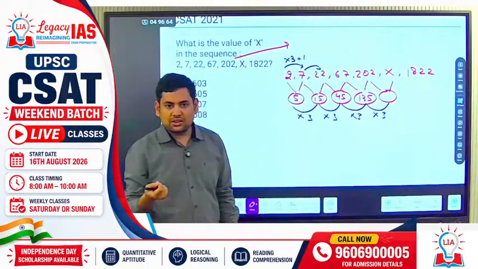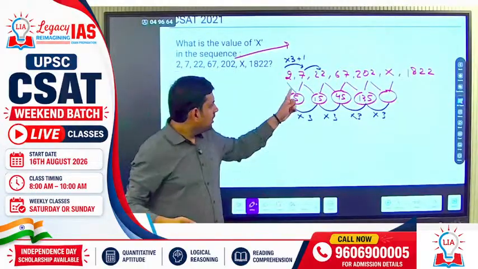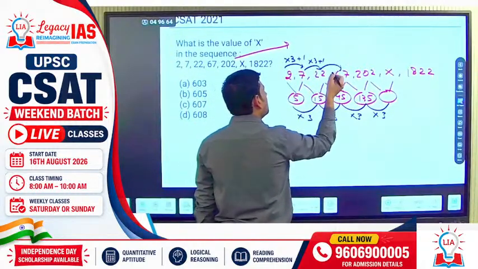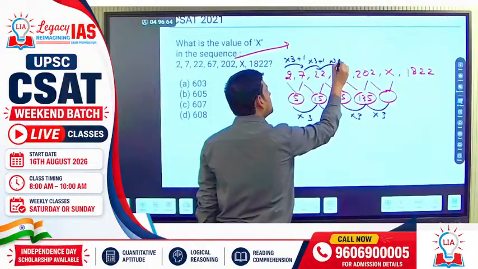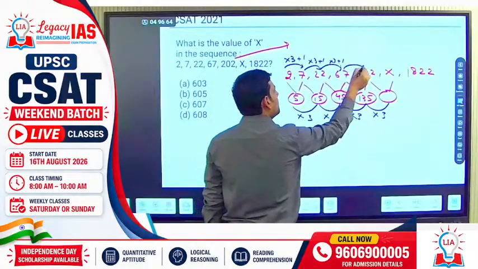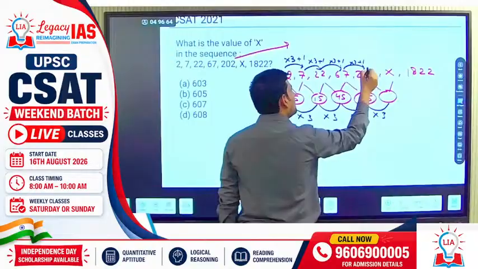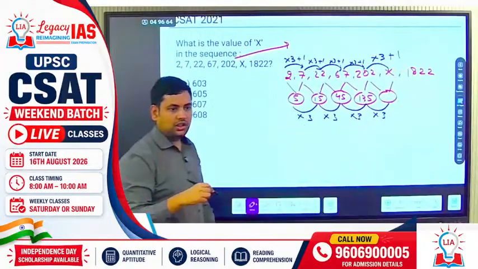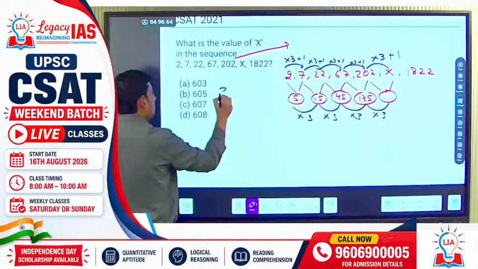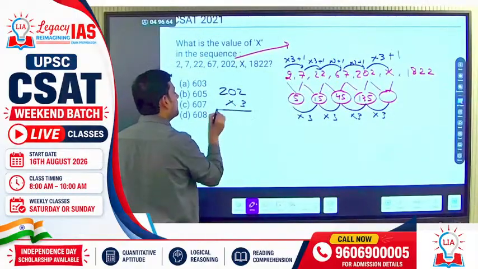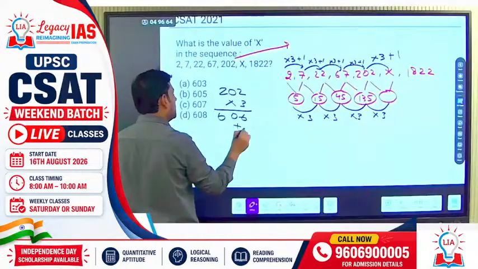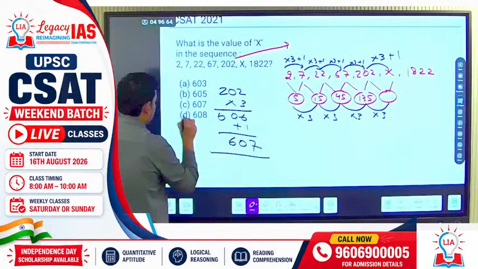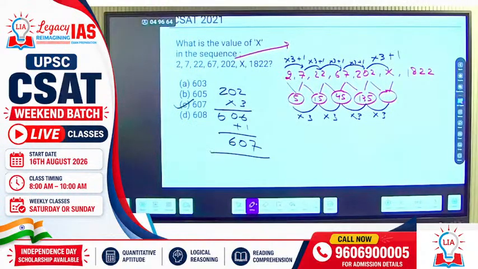So 7 into 3 is 21. 21 plus 1 is 22. So here also it follows. Then you try it once more. 22 into 3 is 66. 66 plus 1, 67. Yes. Similarly, here also. So that means this is the series: into 3 plus 1. So this becomes 202 into 3, 606 plus 1, 607. C becomes the answer.